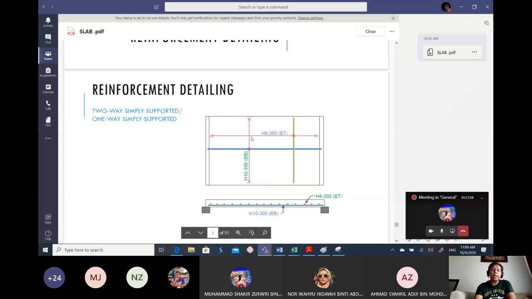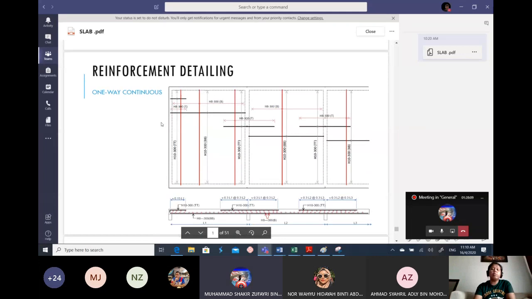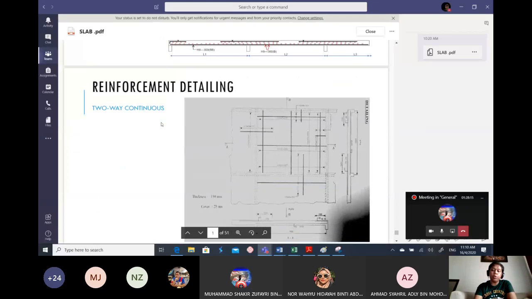This is reinforcement detailing. You can study it later. I have also shared this reinforcement detailing, for two-way simply supported and also one-way simply supported. This is for one-way continuous slab. This is for two-way continuous slab. So, any questions, class?